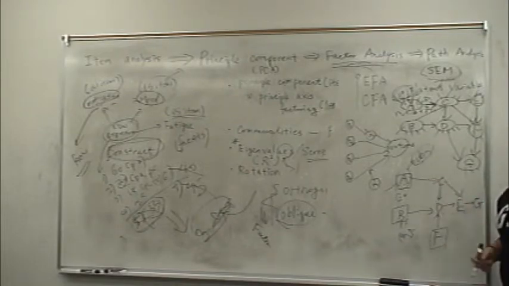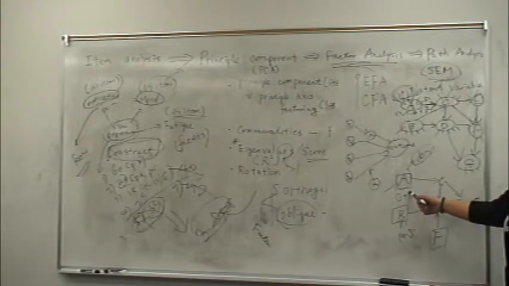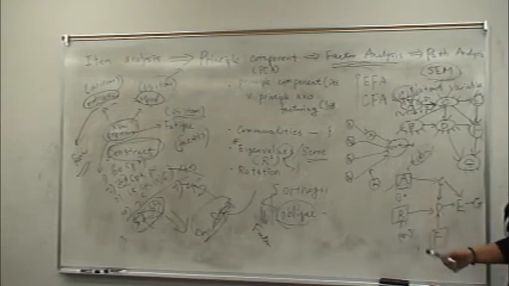Okay, so the difference between SEM and path analysis is that path analysis is for variables that can be observed. It means there's just a single variable, like age, gender, anything.